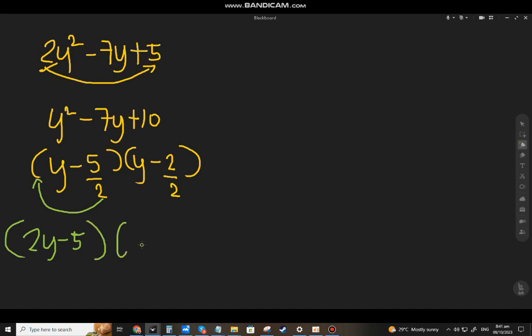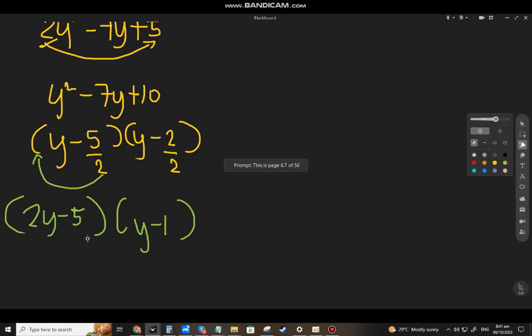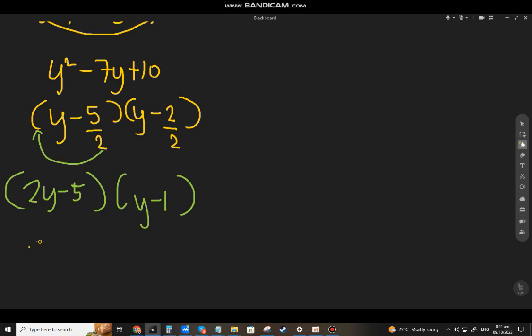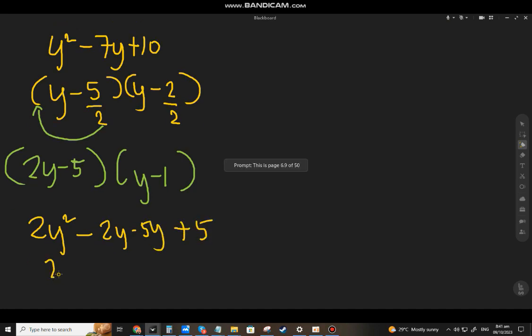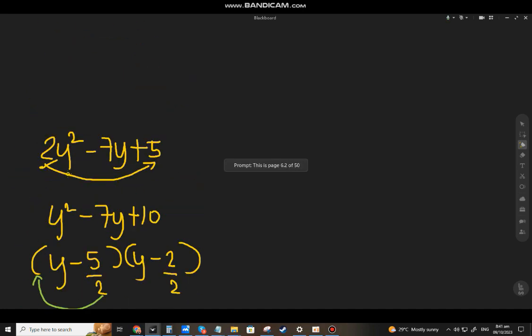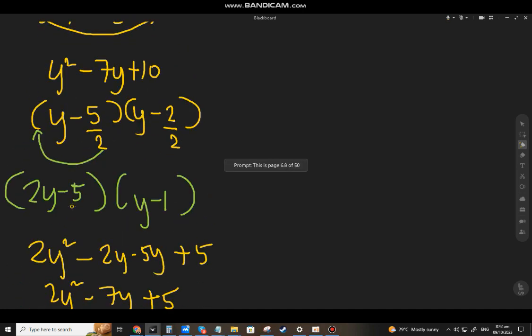And 2 over 2 is 1, so we can simplify it. If you're skeptical, we could check it. So that will be 2y squared minus 2y minus 5y. You can FOIL it. 2y squared minus 7y plus 5. Yes, we got it. So this is the correct one.